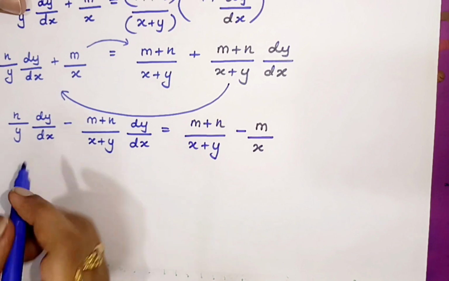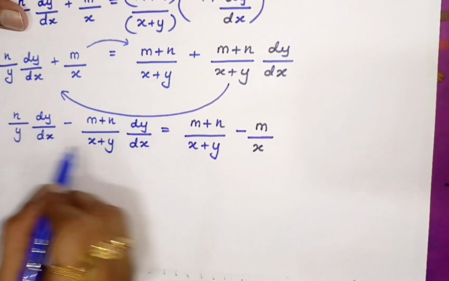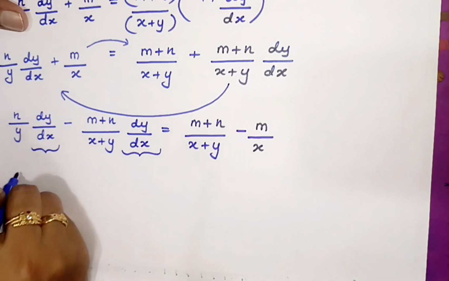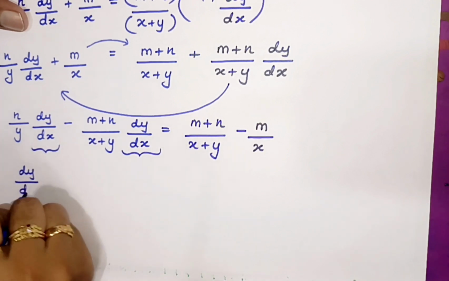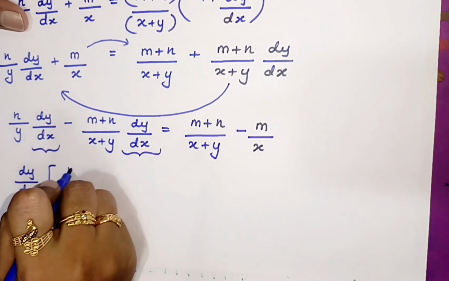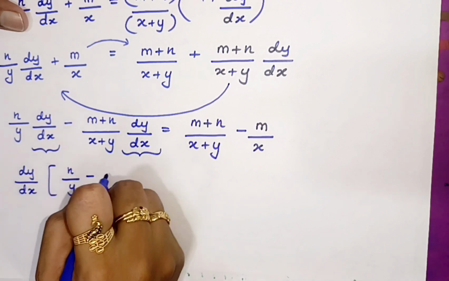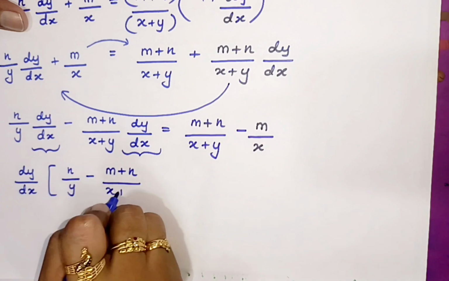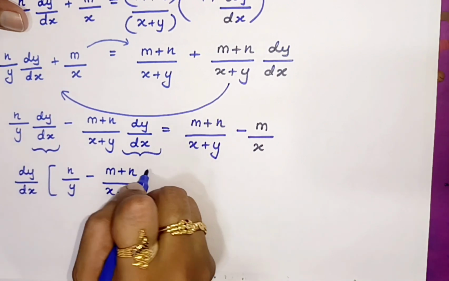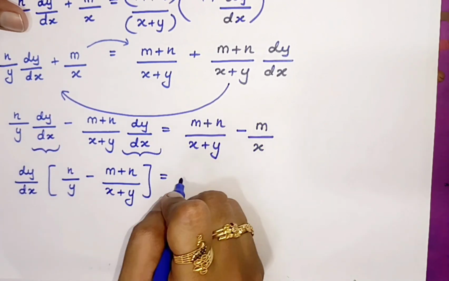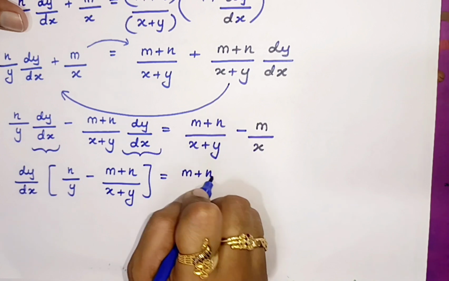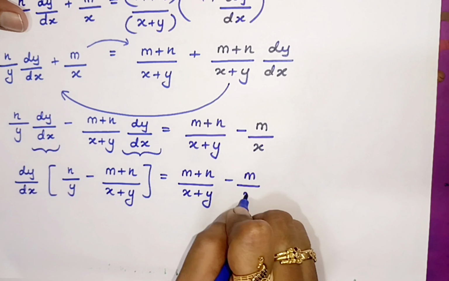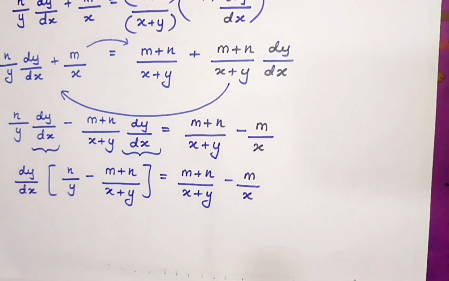Is that clear, students? Now, in both of these terms, we are having this dy by dx, dy by dx. So I am taking this dy by dx outside the terms. So we will get n by y minus m plus n by x plus y. That is equal to, here we are having m plus n by x plus y minus m by x. Is that clear?